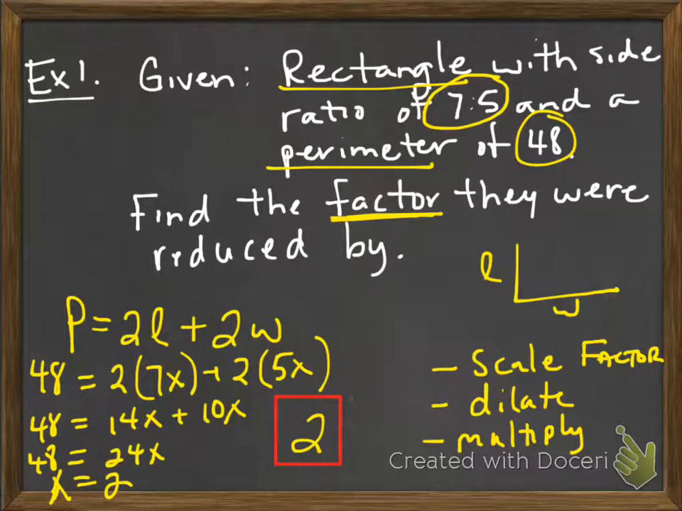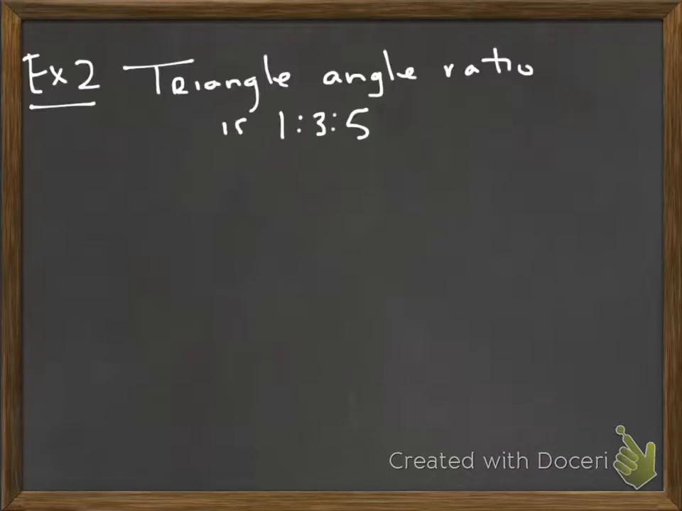All right, let's look at another example. Similar problem to example 1. This time we're given triangle angles, and that ratio is 1 to 3 to 5. Notice we have 3 ratios now because we have 3 different angles that we're discussing. So how do I figure out what the scale factor was there?